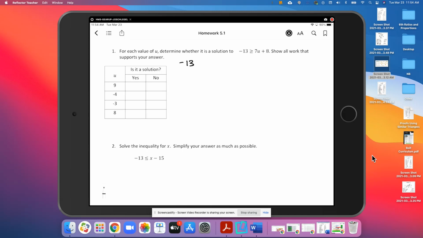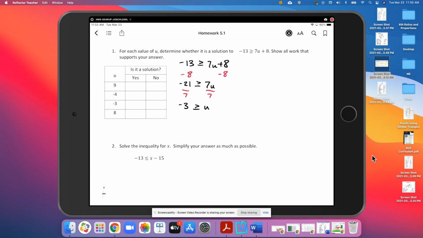We've got negative 13 is greater than or equal to 7u plus 8. I'm going to solve for u, so I'm going to subtract 8 from both sides, which is going to give me negative 21 is greater than or equal to 7u. Then I'm going to divide by 7, which is going to get me negative 3 is greater than or equal to u.